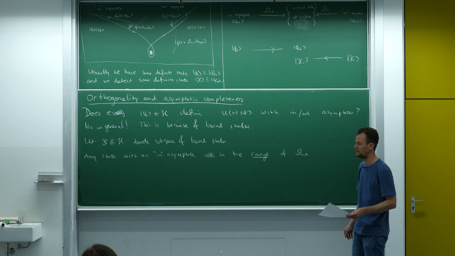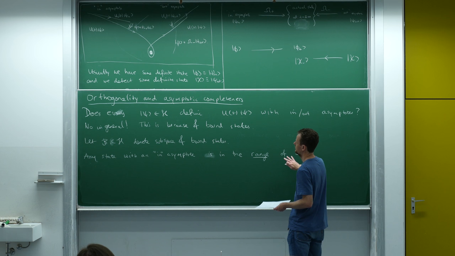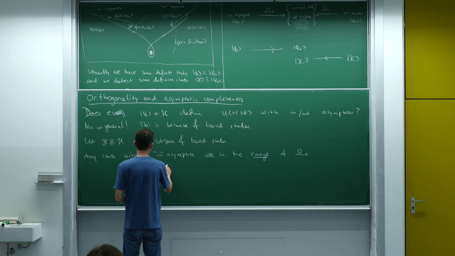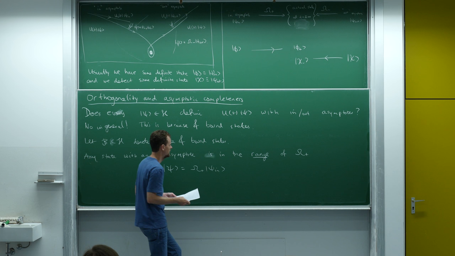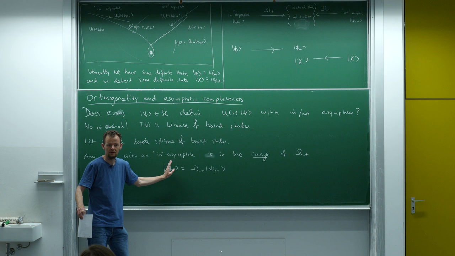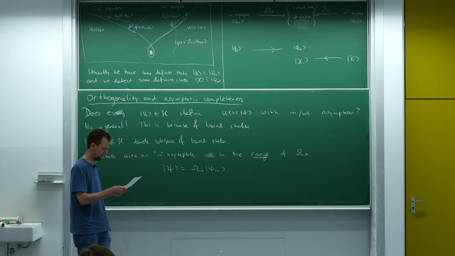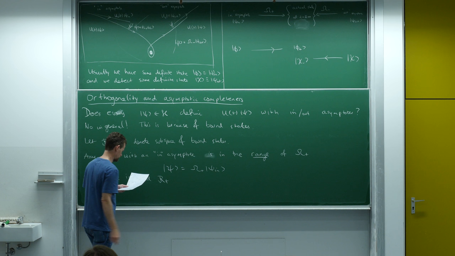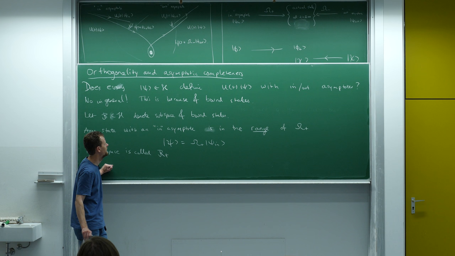Let's try and understand some other subspaces of our full configuration Hilbert space. Another important subspace is defined by the range of omega plus. Any state with an in asymptote is in the range of omega plus. That's what it means to have an in asymptote. Just to remind you, psi equals omega plus psi in. So omega plus must have mapped it to something. That's the range. The things that omega plus maps to is the range of omega plus. Let's give this space a name. That space is called R plus, the space of states in Hilbert space which are in the range of omega plus.